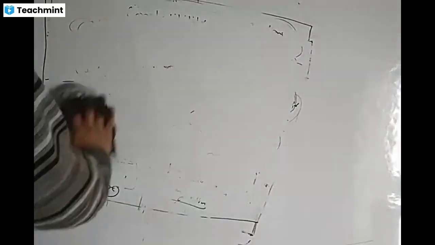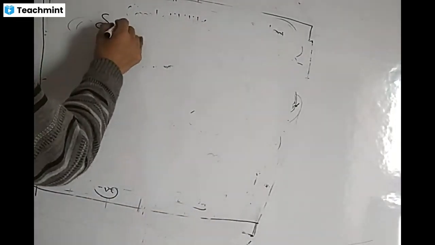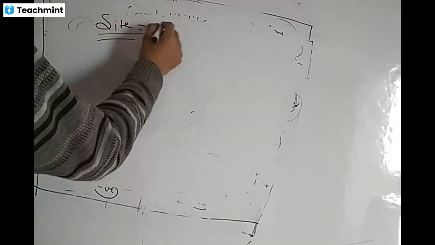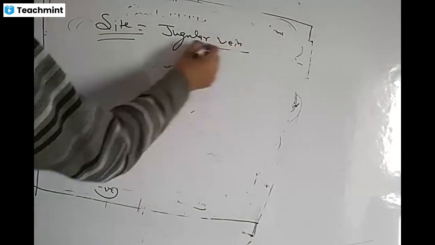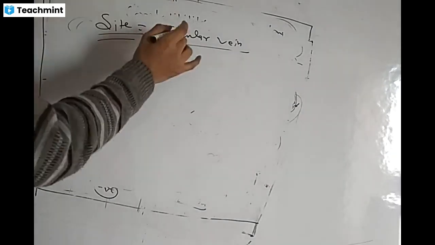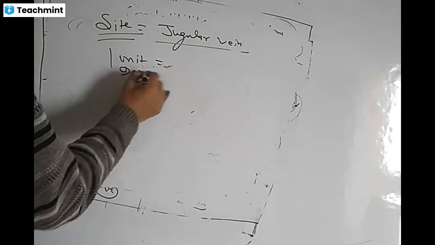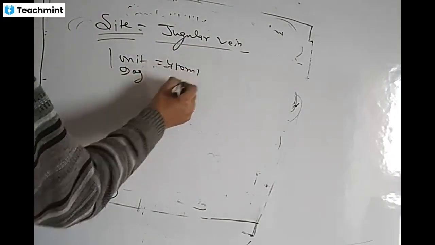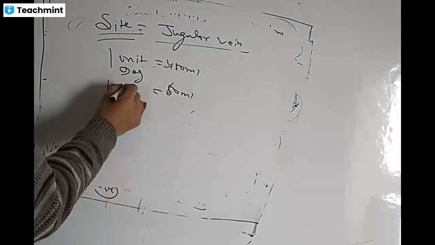So once we have selected our donor based on these criteria, we'll go for the collection of blood. First should be the site. Site is your jugular vein. The most preferred site is the jugular vein. 1 unit of dog is 450 ml, and 60 ml is 1 unit of cat.